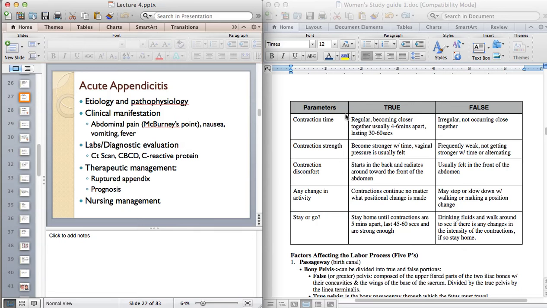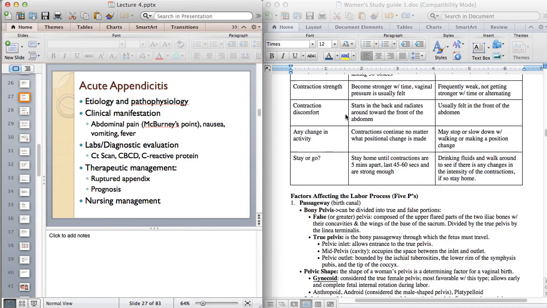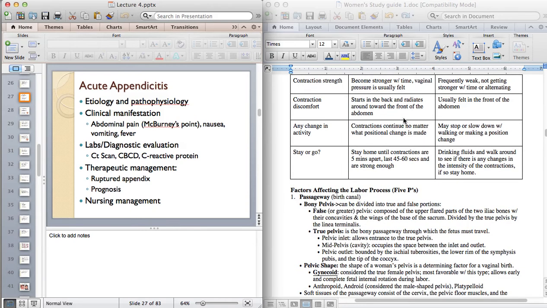Usually the prognosis is very good if it's caught on time and it's just a tiny incision, and the patient does well. Again, you will have to teach all your post-op care, including using the incentive spirometer and early ambulation, and all that you have to put in place for that patient.